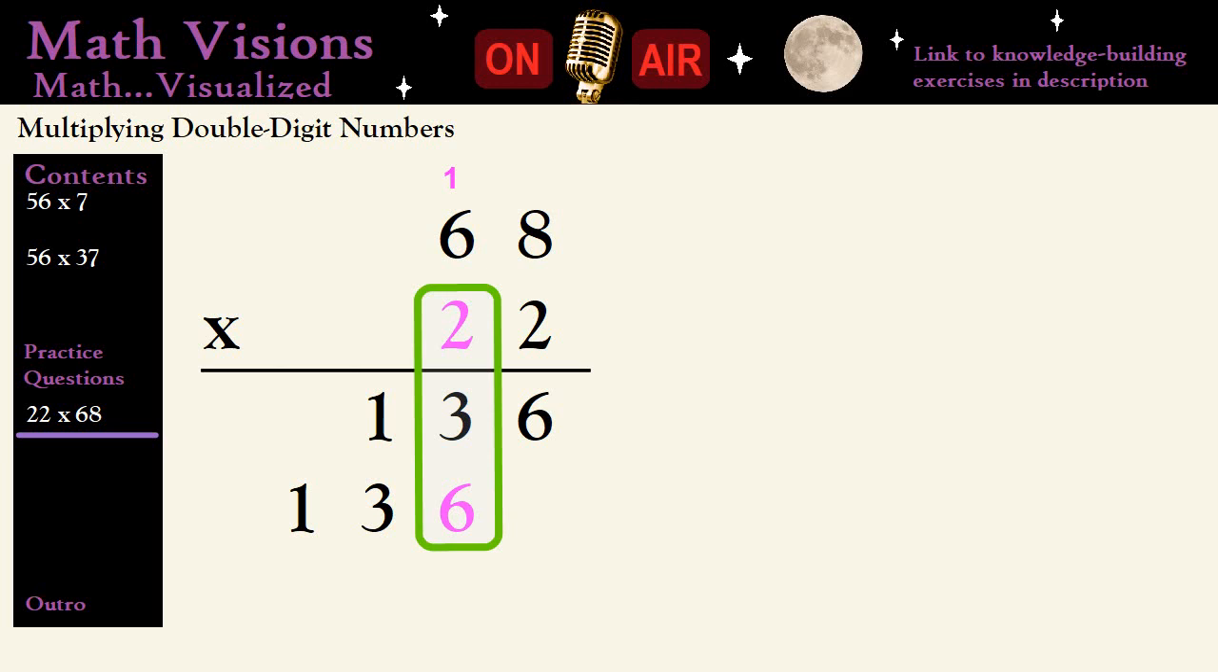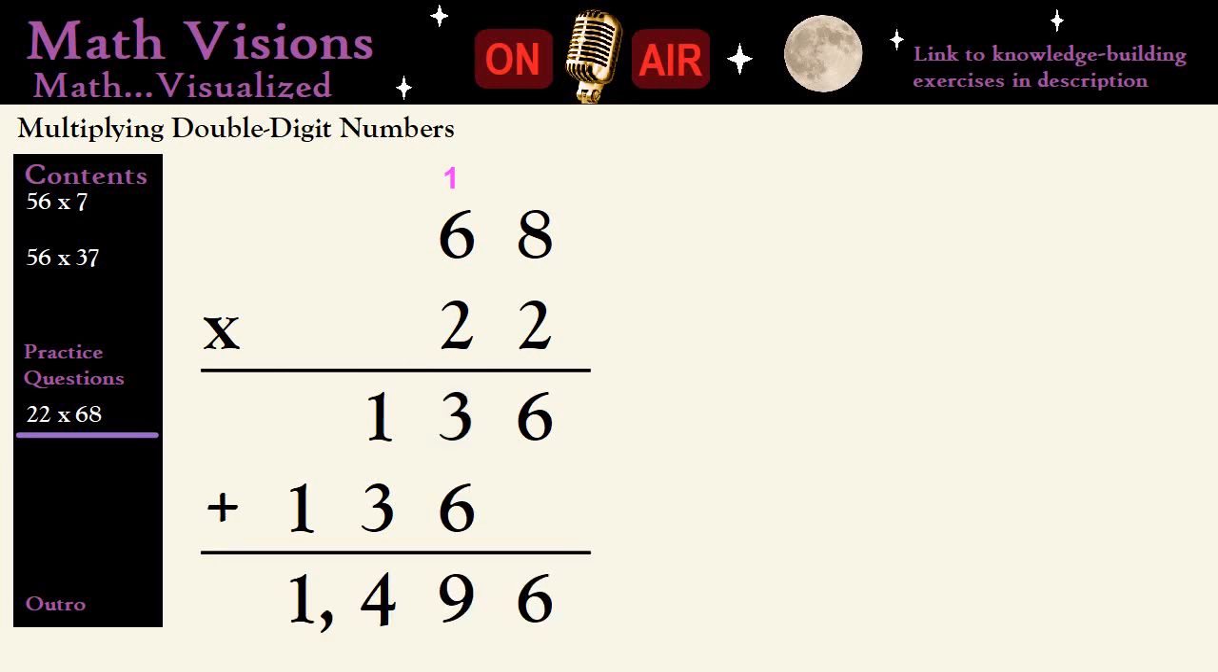Now, we add our first instance of 136 to our second instance that's been shifted one space to the left and get our final answer, 1,496.